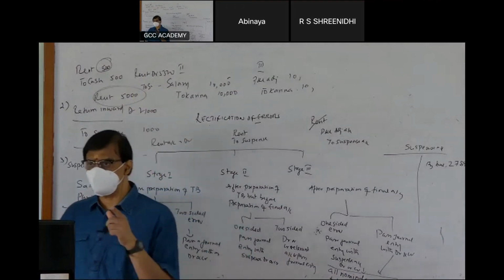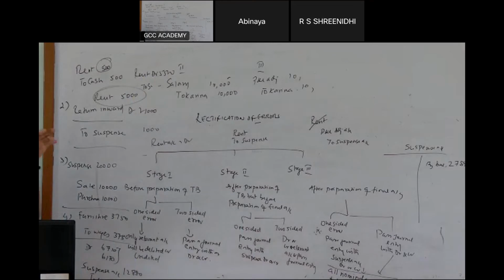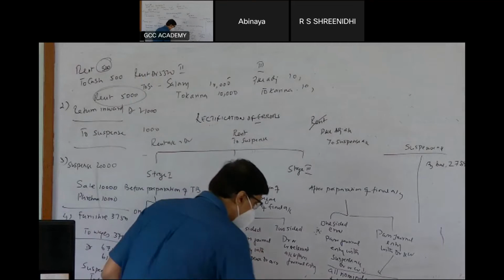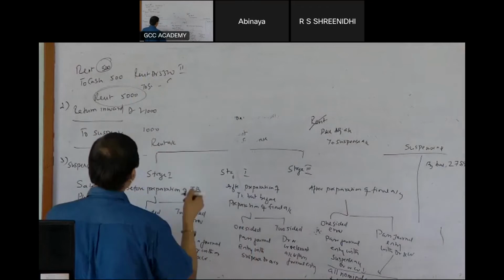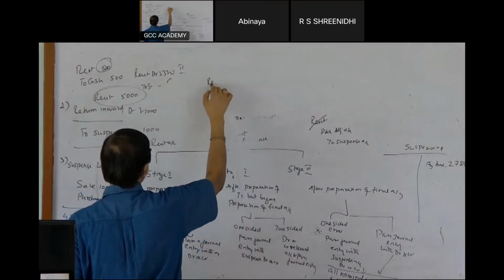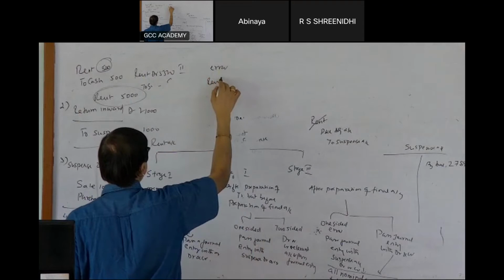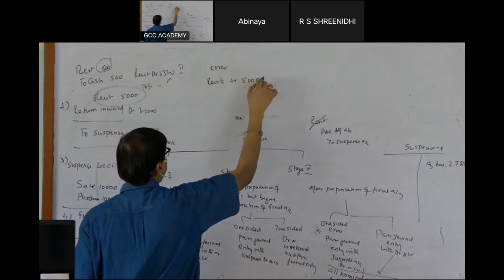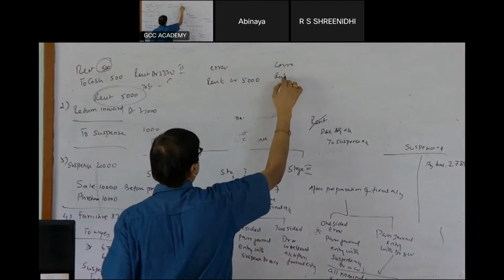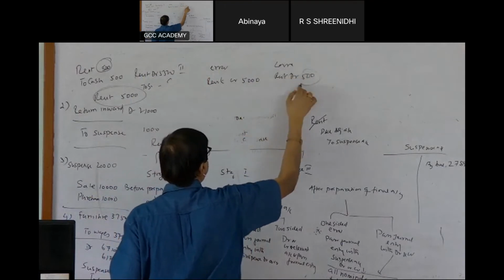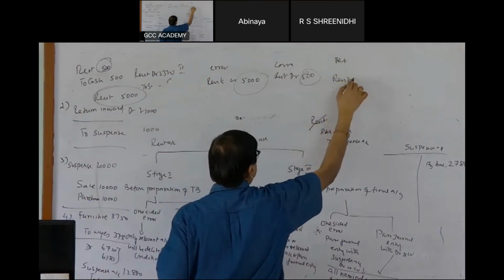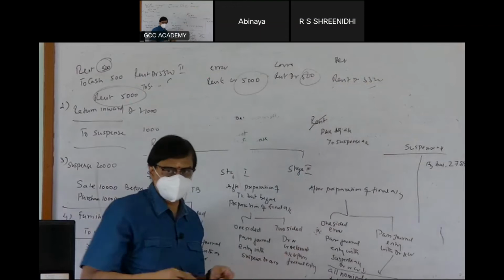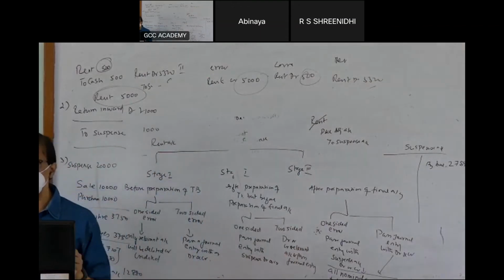So you have to, as I told, first of all, write down what is the error. Then what should be the correct entry. Then you should go for rectification whenever you are in doubt. So here, the error is rent account, instead of being debited, is credited with 5,000. What should be the correct entry? Rent account should be debited. To nullify, the rectification is rent account will be debited by 5,500. So this is how you should proceed when you are in doubt.